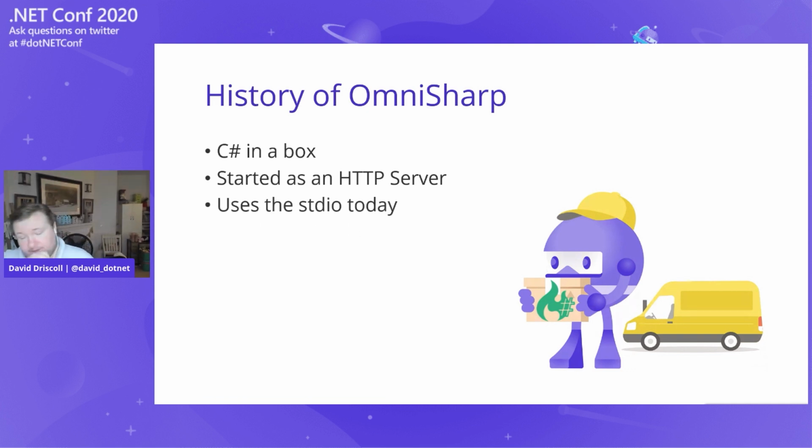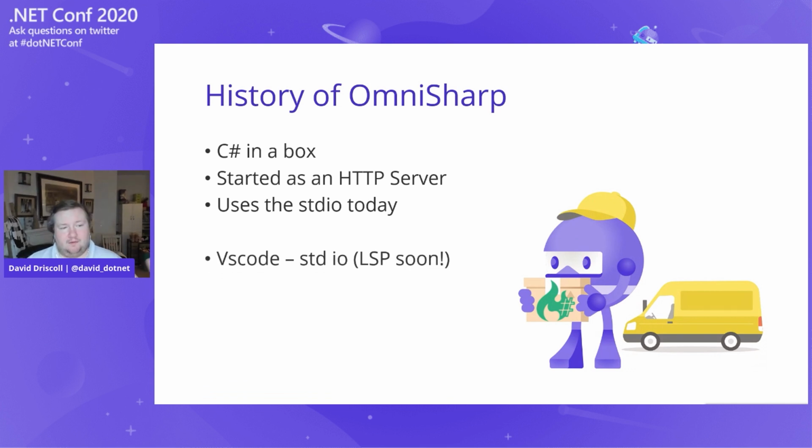Originally it was an HTTP server. Today it uses what we call standard input and standard output. I like to call it the poor man's socket because you're dealing with the console in, console out. But there's other options there as well, named pipes and sockets and so on. Today, VS Code uses standard input output. We're slowly moving towards getting that to language server protocol. That's sort of my goal to get it there. We get a bunch of wins from that.